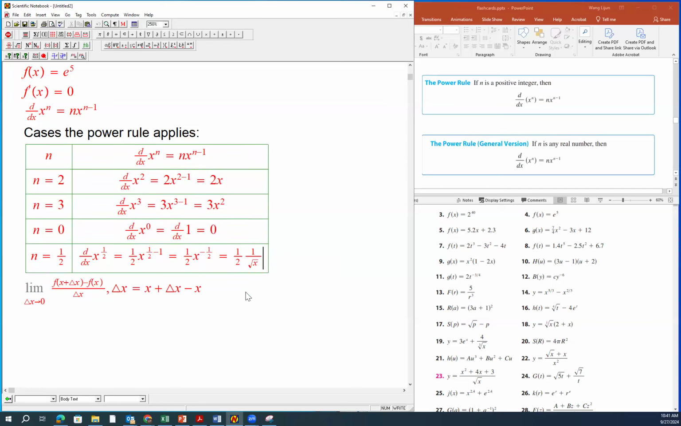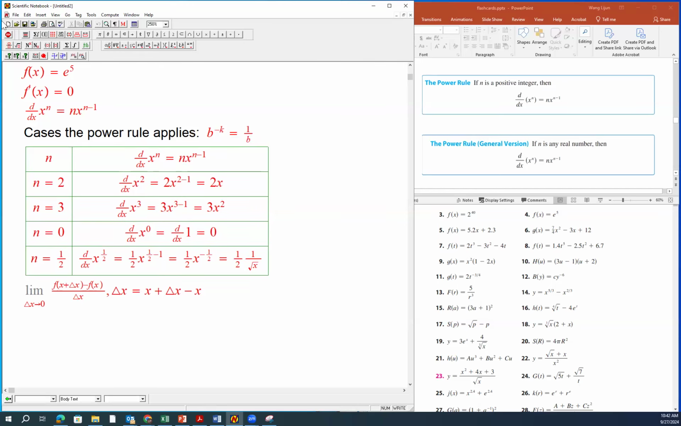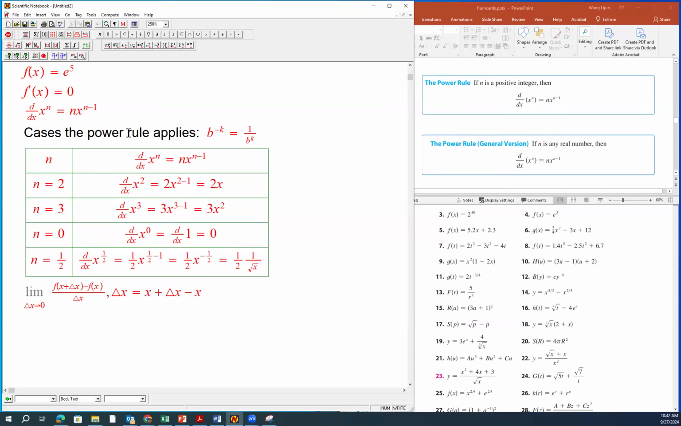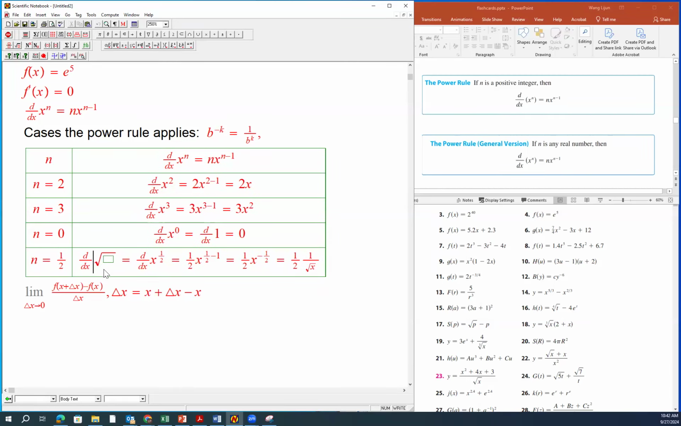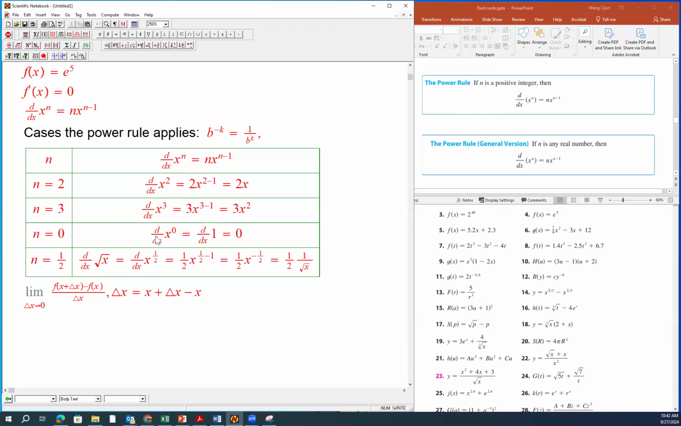Here we applied some power rules. What are some of the power rules we applied here? The power rule we applied here would be that b raised to the power of negative k equals 1 over b raised to the power k. These are the rules from algebra, and also the exponents. So this is also the derivative of square root of x. Just get familiar with these notations. I know a lot of you guys haven't touched mathematics for some time, so this is the opportunity to review our algebra.